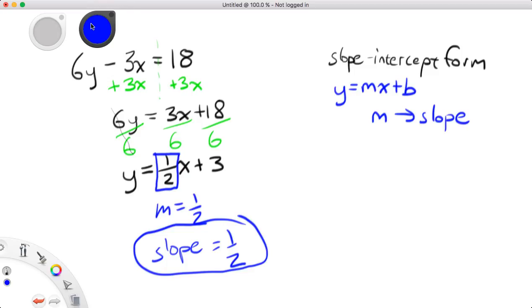Okay? And I'm going to use blue because that's what I was using over there. 1/2 is our m. m equals 1/2. Therefore, our slope is equal to 1/2. Okay? So we have solved for the first one. What is the slope of the line described by the equation 6y minus 3x equals 18? That is solved. All right, great.